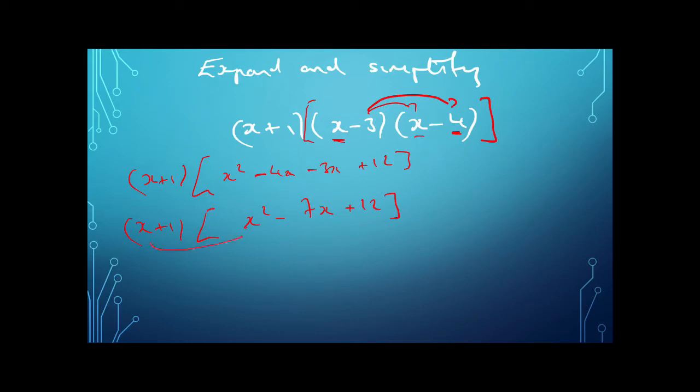So we get x times x squared, which is x cubed, x times negative 7x, which is negative 7x squared, and then x times 12, which is 12x. Now we do 1 times x squared, which is x squared, 1 times negative 7x, and 1 times 12. Add the like terms together. We get negative 7x squared plus x squared, which is negative 6x squared, 12x, take away 7x, which is 5x, and then add 12.